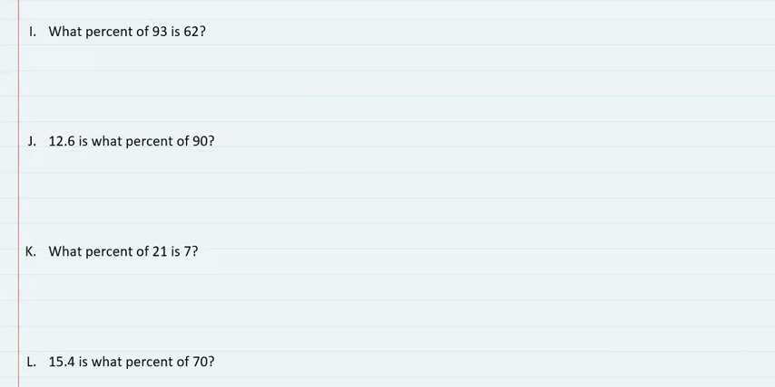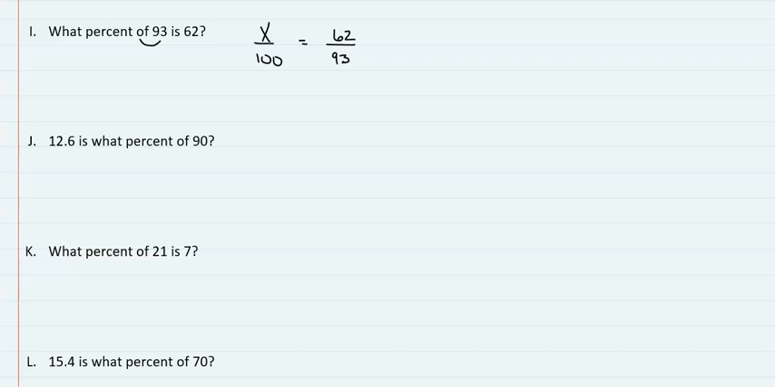Okay, we just have a couple more problems to go. What percent of 93 is 62? So what percent is going to be x? So we get x over 100 is, so here's our of, and that's going to be our whole, so 93, and 62 goes on top.